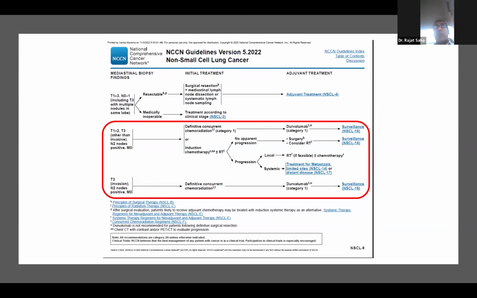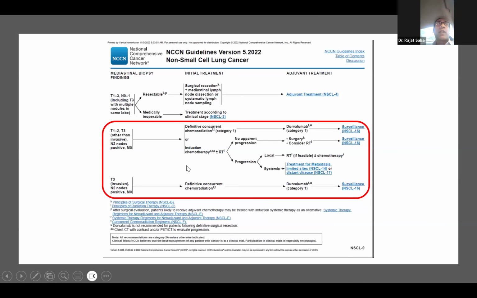Nowadays, we also have an option of chemo immunotherapy. So definitely this case will go into a multidisciplinary tumor board where we'll be discussing with our surgeons. We will be assessing the pulmonary function test of the patient just to assess the pulmonary reserve and whether the patient is operable or inoperable.